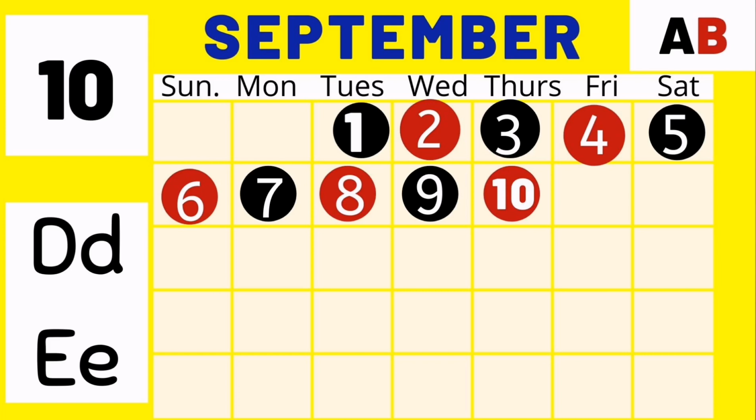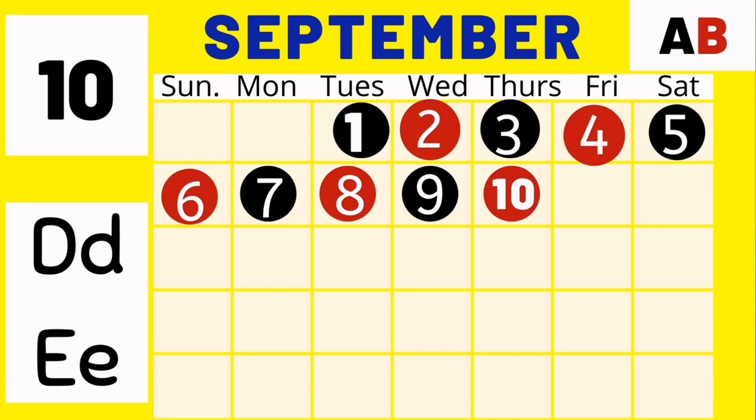Black, red, black, red, black, red, black, red, black, red. That is called a pattern, where it changes between 2 different things and keeps repeating. That is called an A-B pattern. We have an A-B pattern that's black and red for September. That's why it is red. Okay? See, black, red, black, red, black, red, black, red, black, red. Our number of today is 10, which is a 1 and a 0.